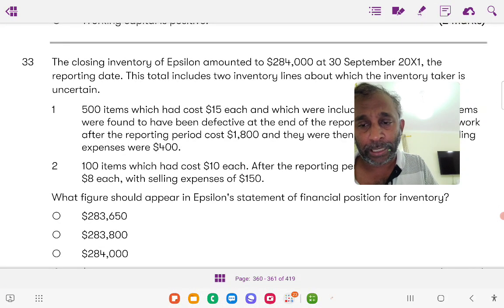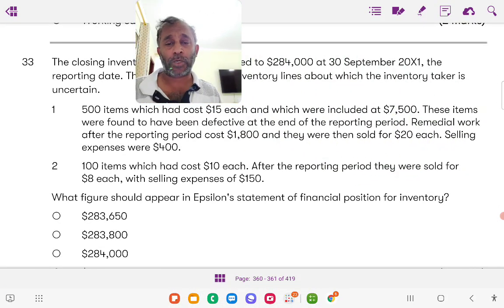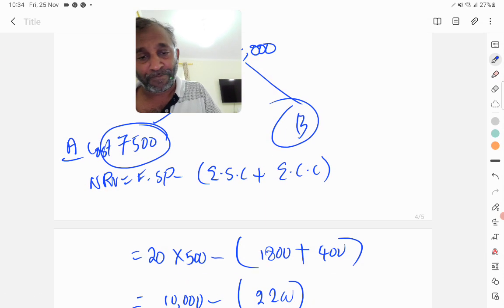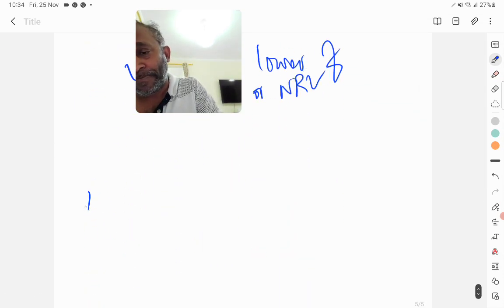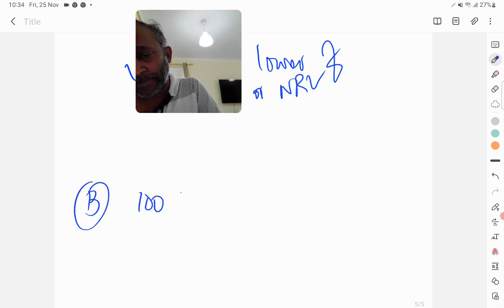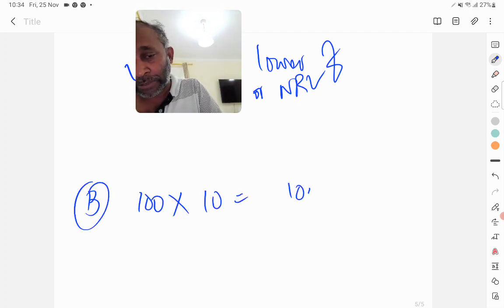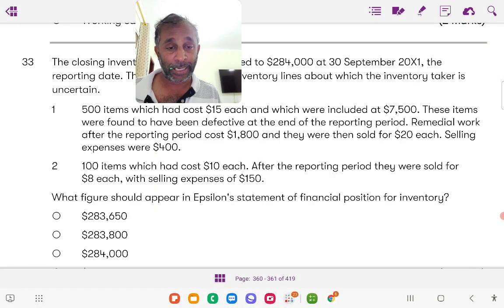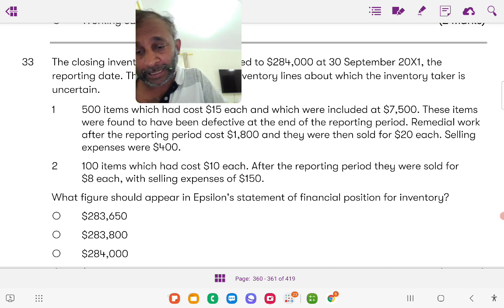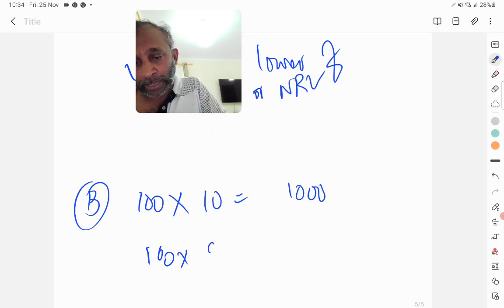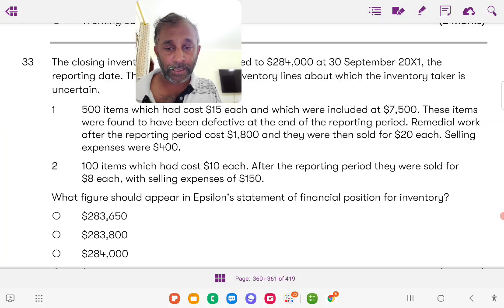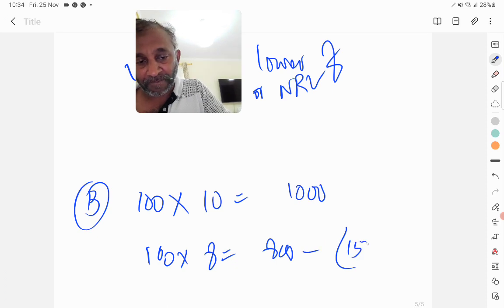What they talk about item B, 100 items which had cost 10 each. After the reporting period, they were sold for 8 with selling expense of 150. So item B now, 100 items and they were sold for 10, so that means 1,000. Now what they are saying is that the cost is 10. After the reporting period, they were sold for 8. So 100 into 8, which means 800 minus, and then they had selling expense of 150.